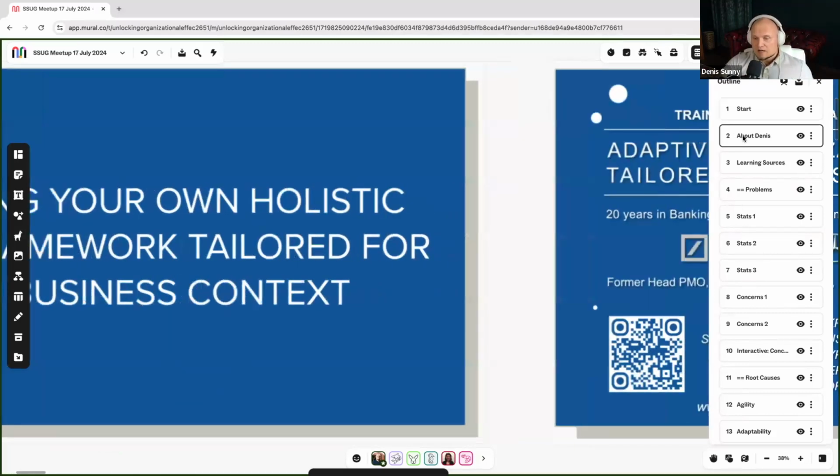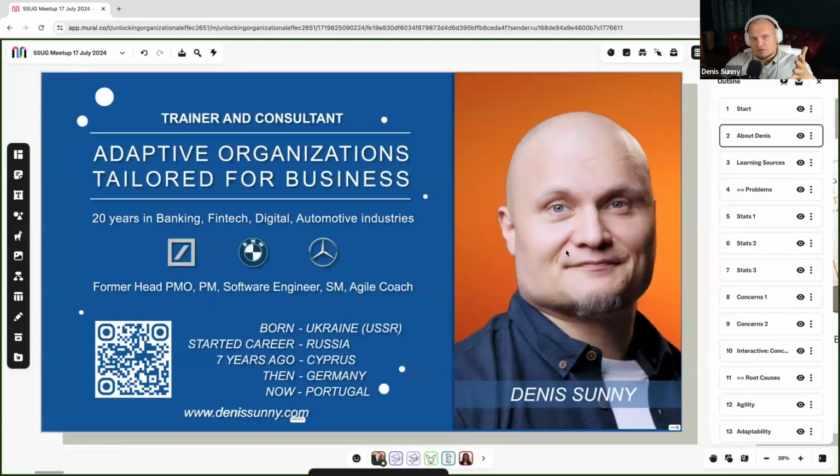So a couple of words about me very quickly. I'm a trainer and consultant, focusing on adaptive organizations tailored for business. I have 20 years in banking, fintech, digital, and automotive industries. Big names are here, you can see these shields. My former career is in software development and project management. I was head of a project management office, and after that I changed to Agile related functions. I was a Scrum Master and Agile coach.